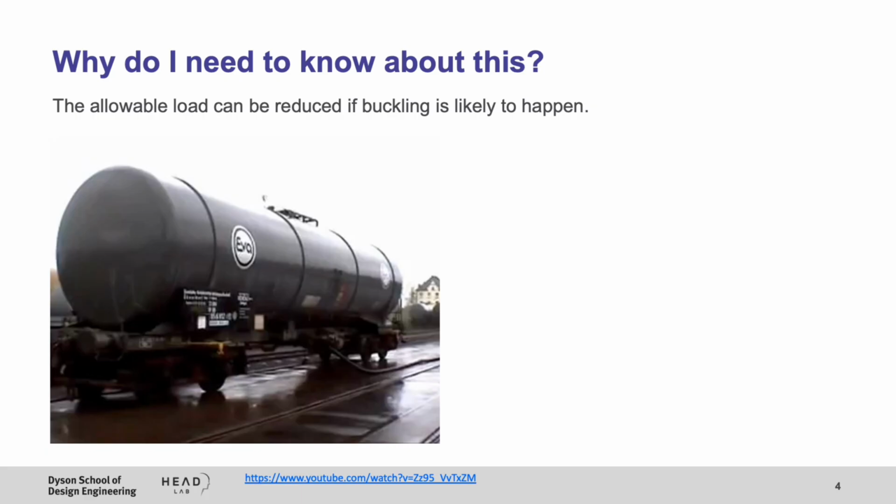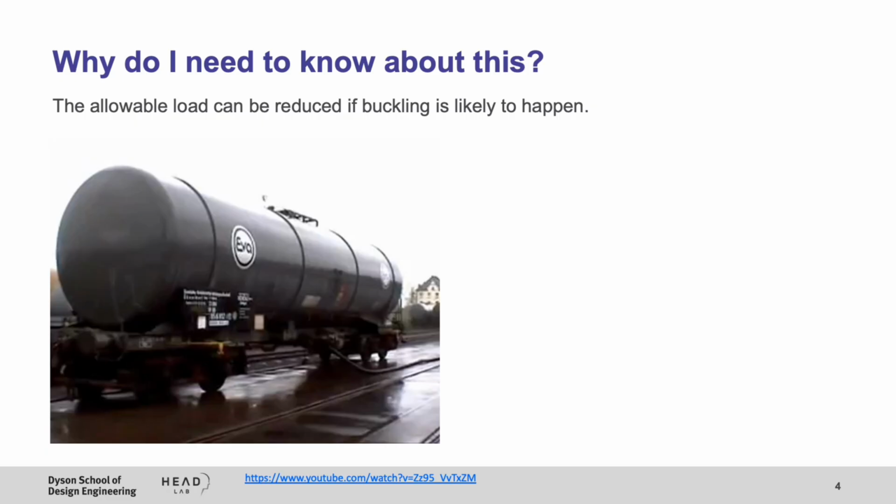Well, we should know that the allowable load can be reduced if buckling is likely to happen. An example is this tank. These tanks are designed to sustain large internal pressures. However, this tank can buckle under small external pressures, which can be as small as the atmospheric pressure.